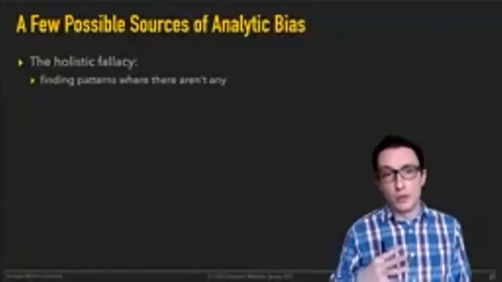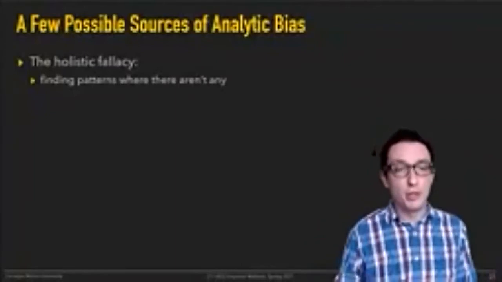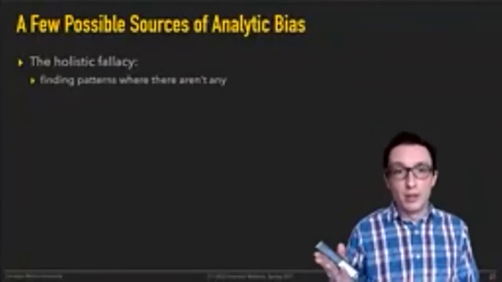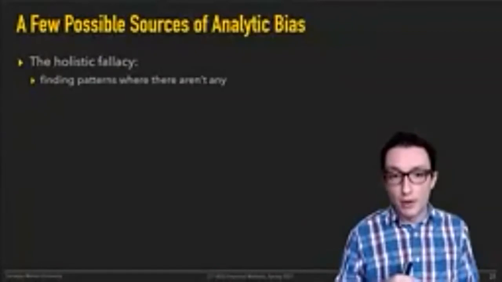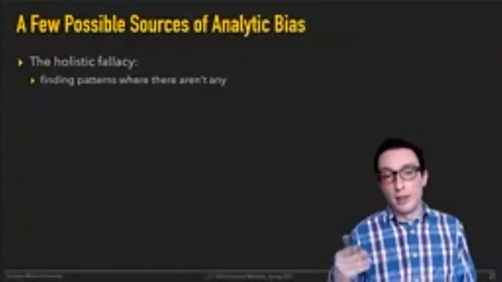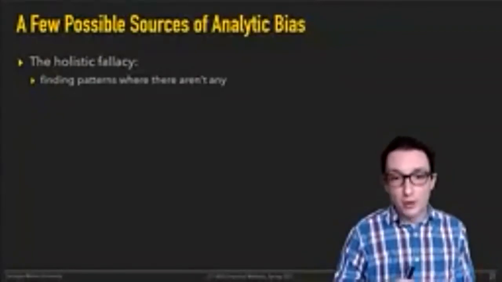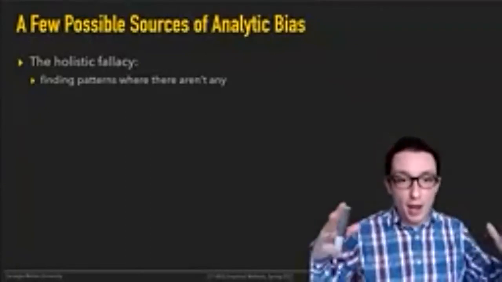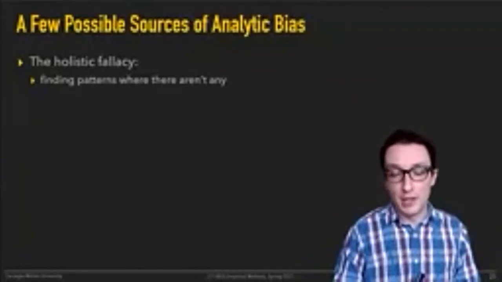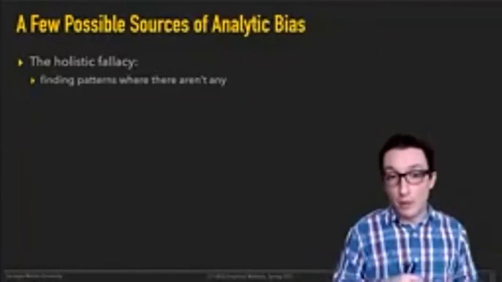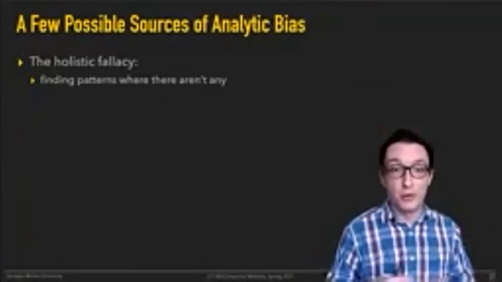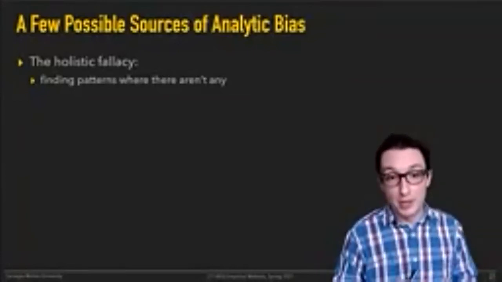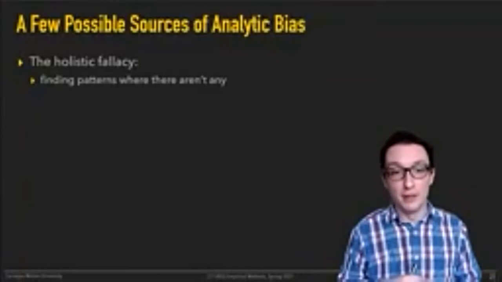One, the holistic fallacy. As a human, presumably you are, all of us have a tendency to find patterns where there aren't any. So there will be this natural human tendency to see patterns in the data you're looking at, even though there might not be any there. That's one type of bias you should be aware of as you're doing something that's inherently subjective or objective.